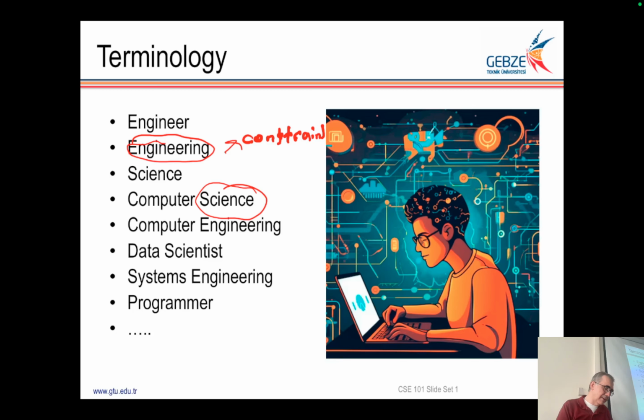Then we have data scientist, systems engineering, programmer. Those are variations. They're all similar. The basic difference between science and engineering is, I think, the presence of the customer. Doing science for the science, or improving the general knowledge in the field so that others can benefit, is science. But if you are in a company and there is a customer and you are going to solve a problem, a particular problem or general problem, then it will be engineering.